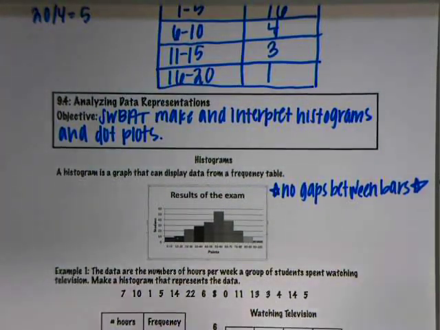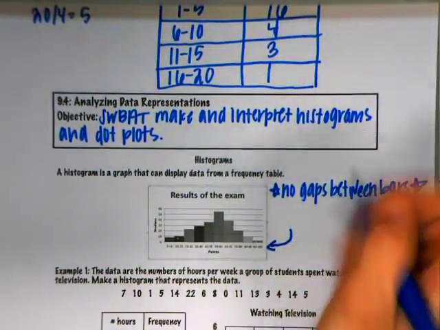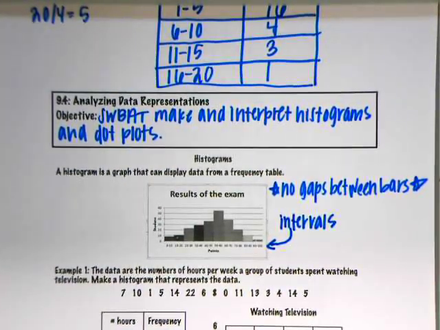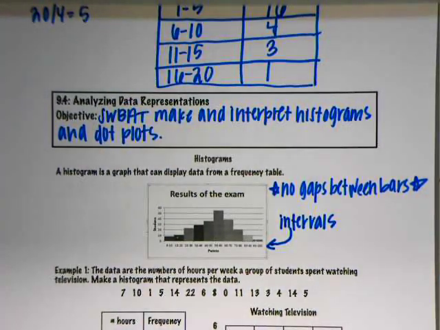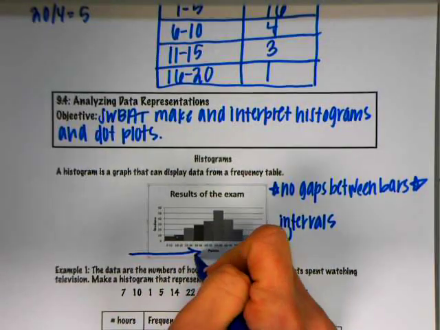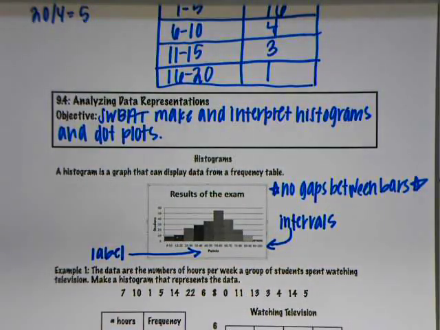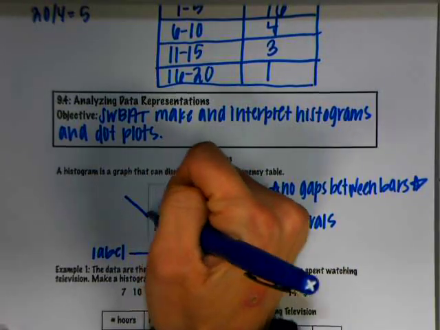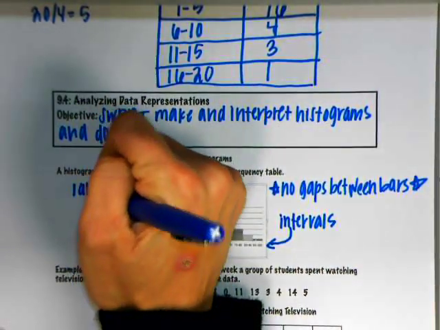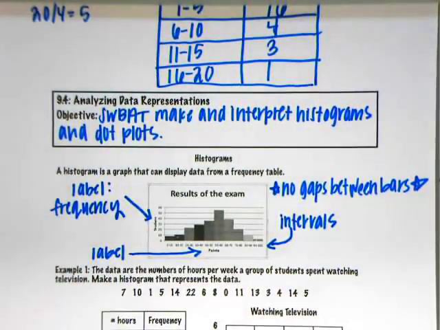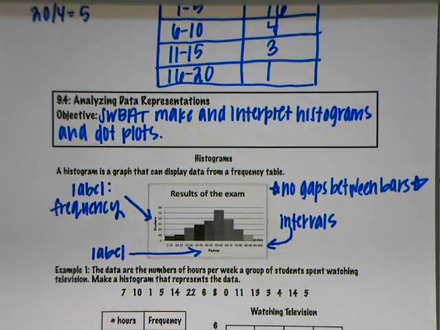These labels right here are going to be your intervals from your frequency table. You need to have this labeled down here. That label is going to change depending on what your problem is. So like on the warm-up, you would label number of goals down there. And then this label on the side is always going to be frequency. And you're going to go up by an appropriate scale for the numbers you have for frequency. Okay?